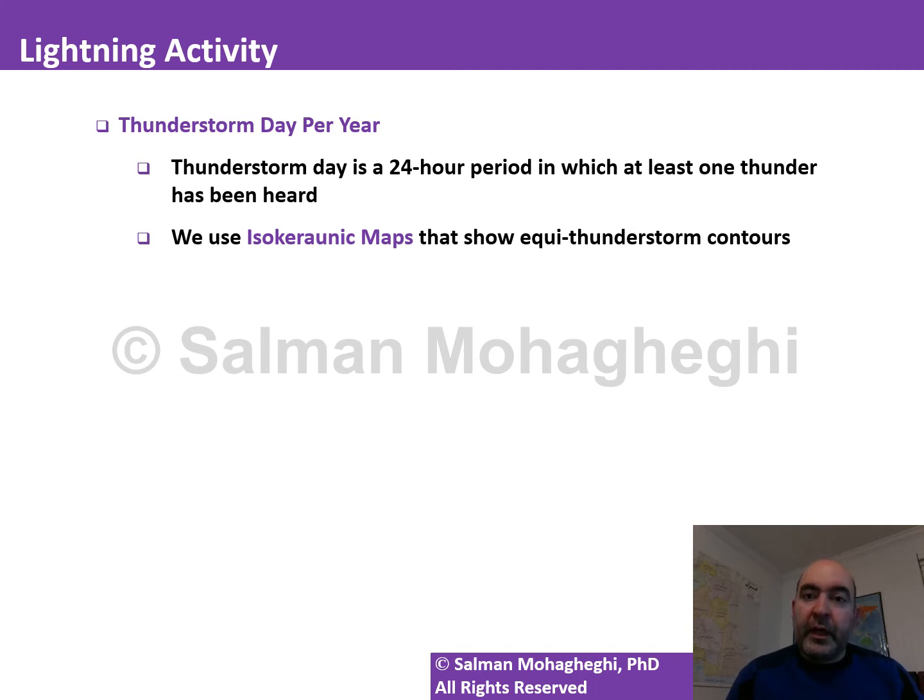We have different ways to quantify lightning activity in a geographical region. One is the notion of thunderstorm day. A thunderstorm day is a 24-hour period in which at least one thunder is heard. We then develop maps called isochronic maps that show equi-thunderstorm contours. Each contour would be geographical areas that have the same number of thunderstorm days per year.